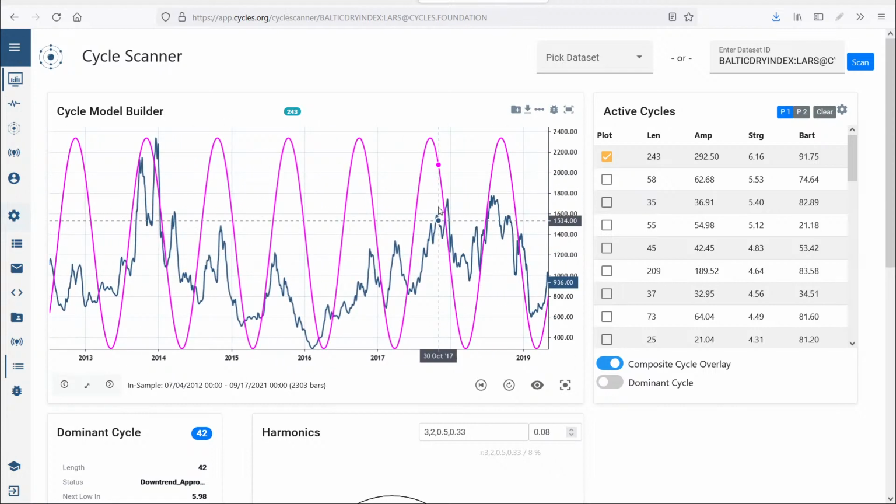So what I always repeat, and that's important, is that the overlay cycle here, which is now the cycle plotted here with a length of 243 days on top of the Baltic Dry Index, you should never use cycles to predict absolute price values or ranges. We use cycles for timing of tops and lows in the market.